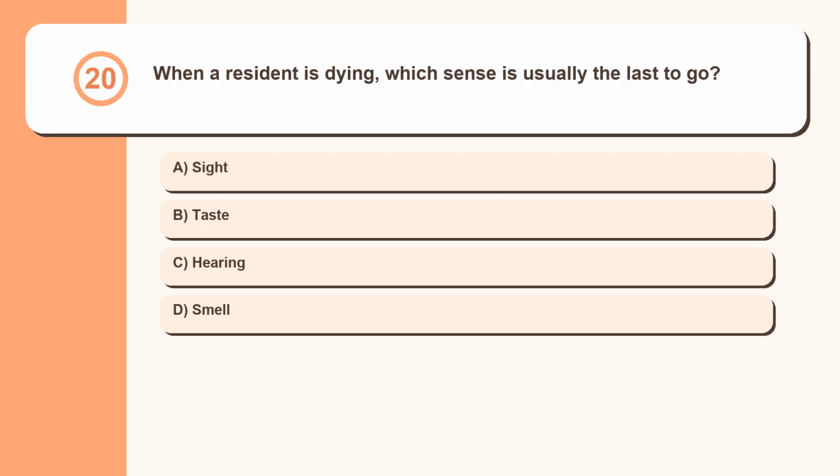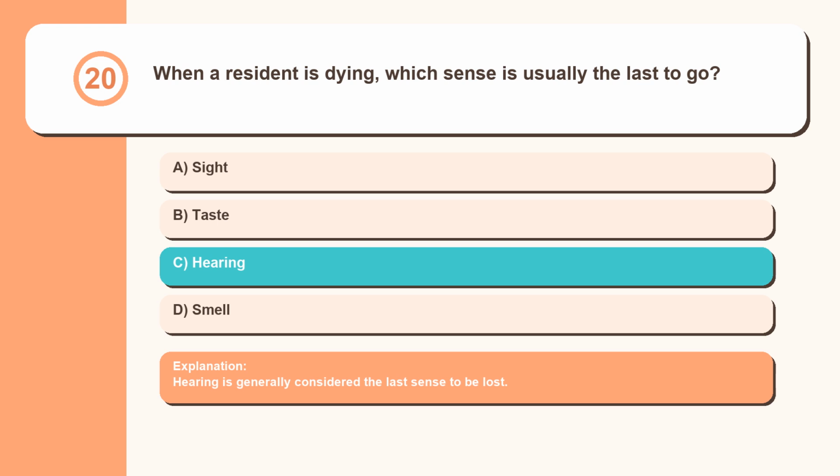Question 20. When a resident is dying, which sense is usually the last to go? Sight; taste; hearing; smell. Hearing is generally considered the last sense to be lost.